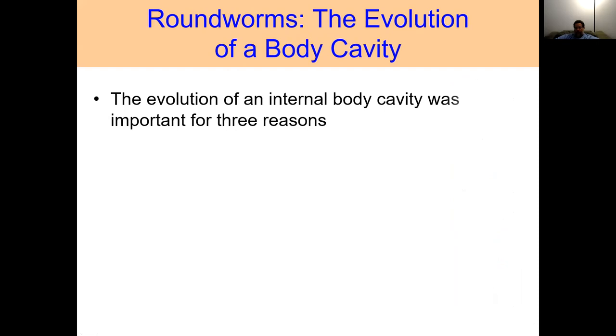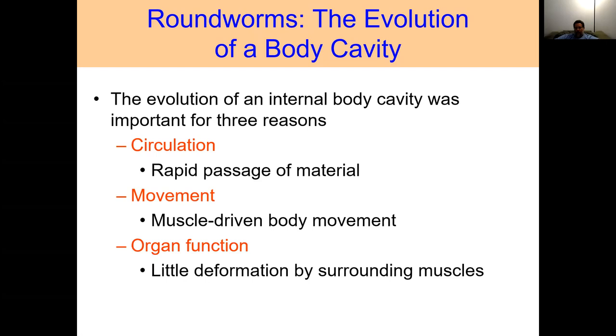So again, the body cavity, we've talked a little bit about the evolution of body cavities and why they're important. Part of it is the rapid passage of materials, that's the circulation. They also allow for muscles to drive the body movement. And then they have more organ functions that are not deformed by surrounding muscles. So there are some advantages evolutionarily to having a body cavity.